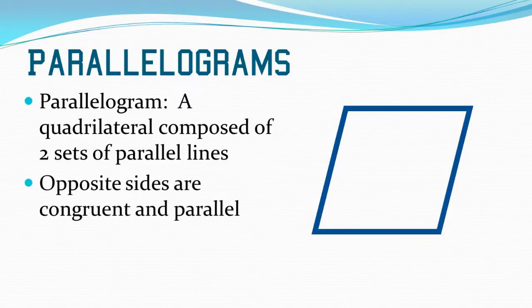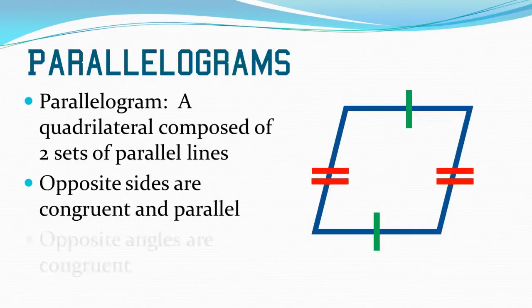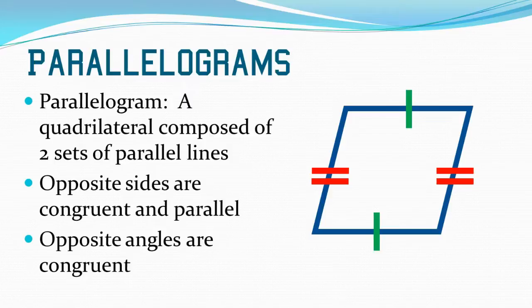First off, opposite sides are congruent and parallel. So those two sides are the same measure, they're congruent. These two sides are the same measure, they're congruent. Opposite angles are also congruent. Those two angles are the same measure, those two angles are the same measure.